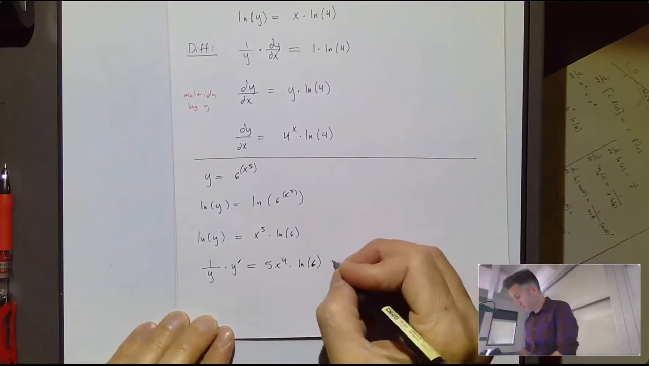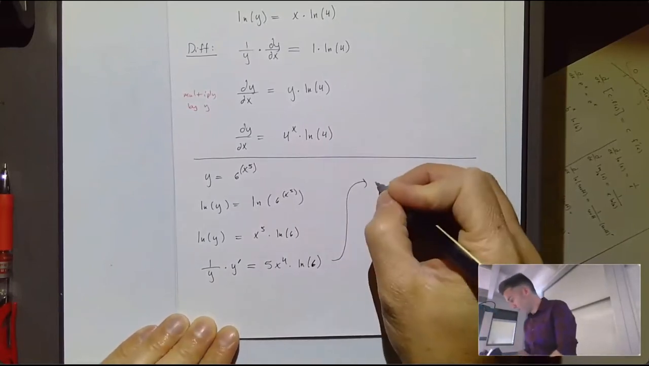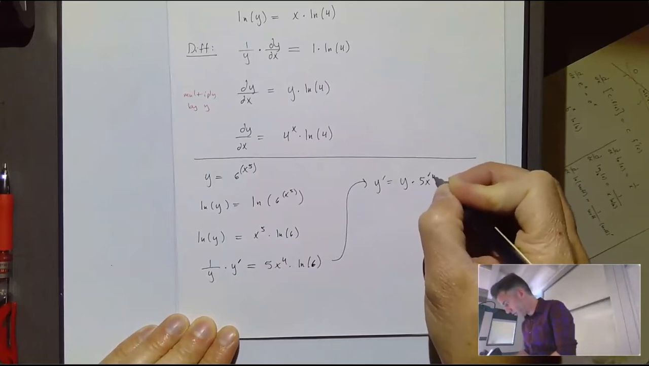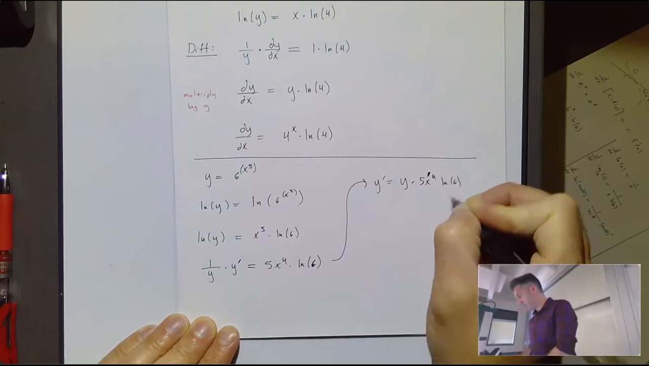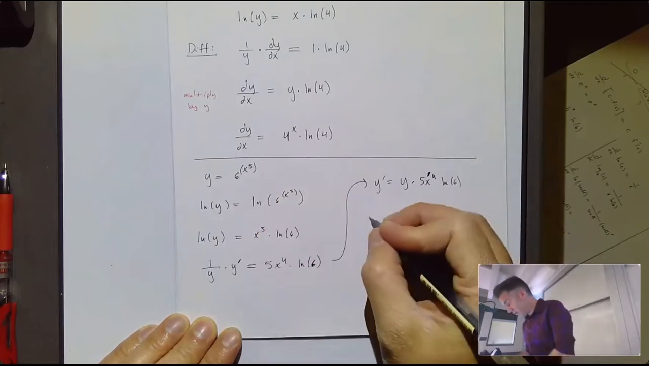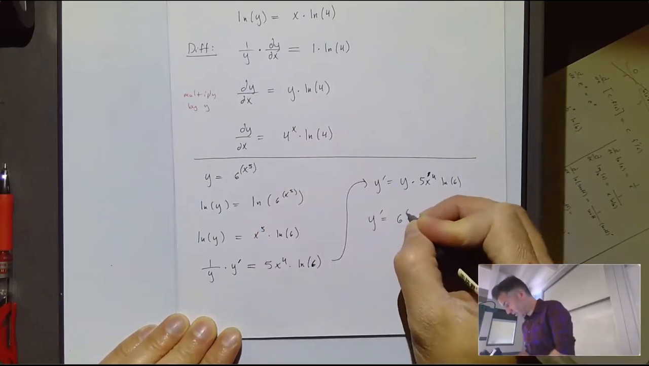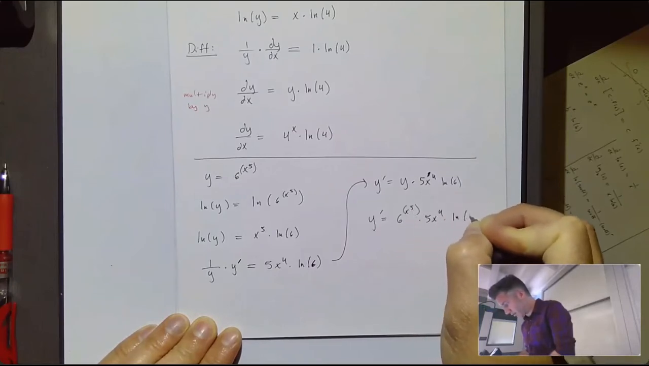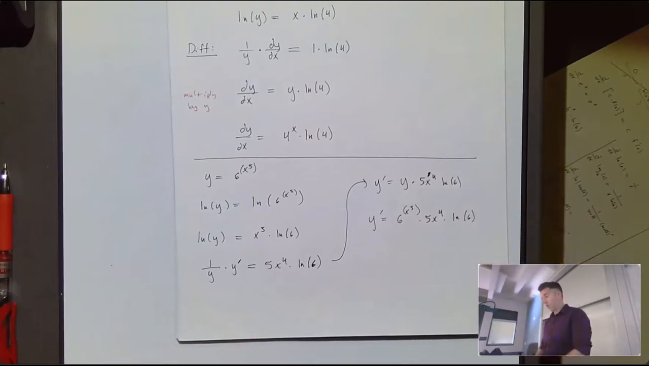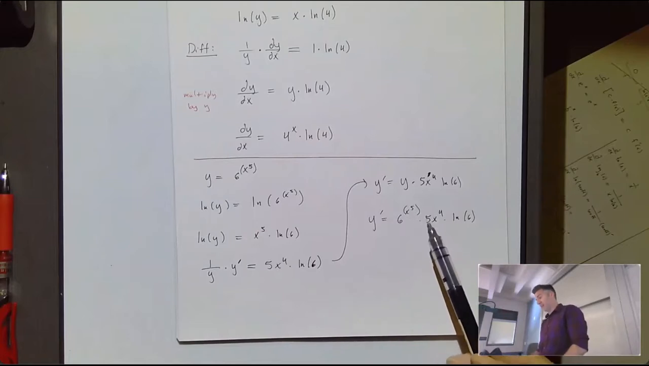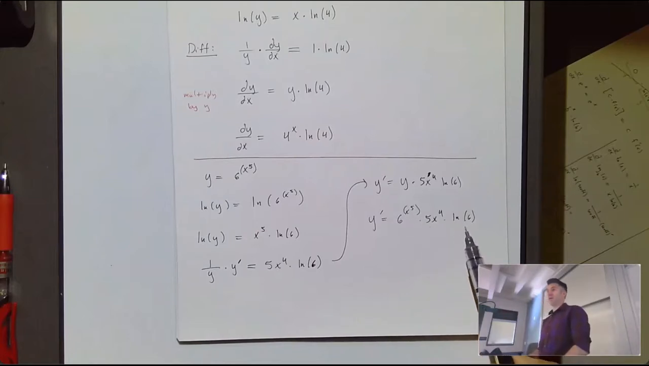I need to multiply by y. So I'm gonna get y prime equal to y times 5x to the 4th, sorry, times the natural log of 6. And then finally, replacing y with 6 to the x to the 5th, y prime equals 6 to the x to the 5th times 5x to the 4th times the natural log of 6. Or the way I would think of this in general is the derivative of 6 to some stuff is 6 to the stuff times the derivative of the stuff times the natural log of 6.